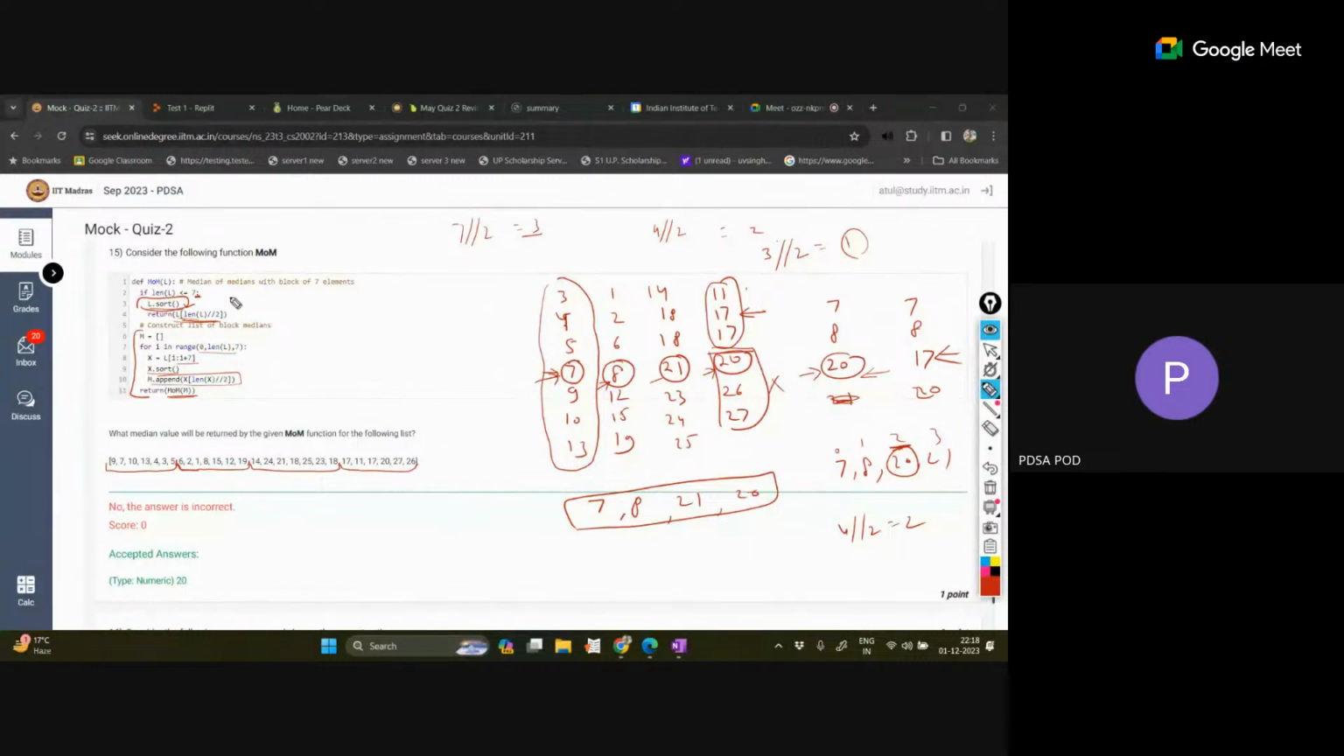At any time we reach the base case. So this is actually the base case of this function. And we are reaching the base case when we are getting the block of the required size. Then we are returning the median value.